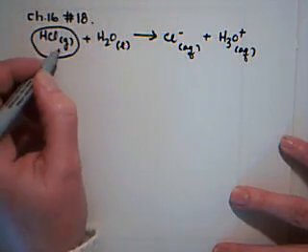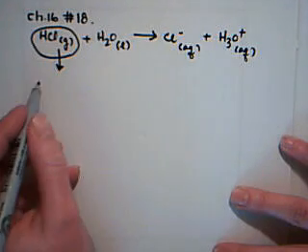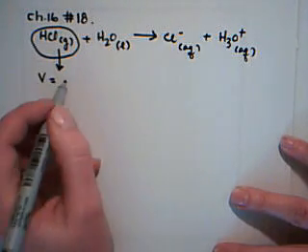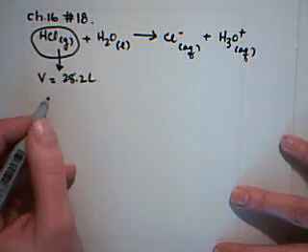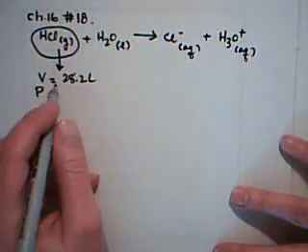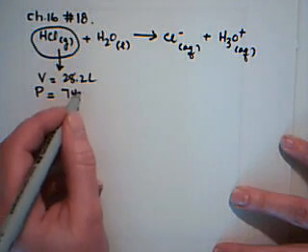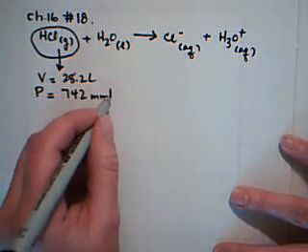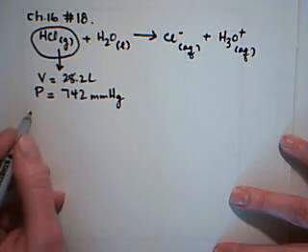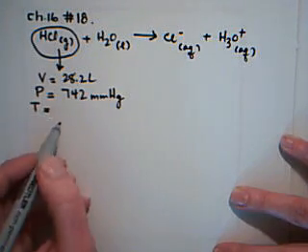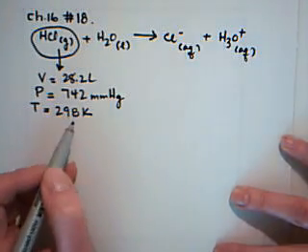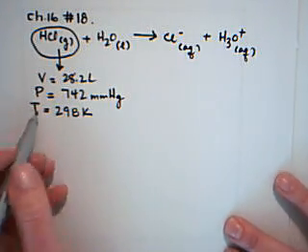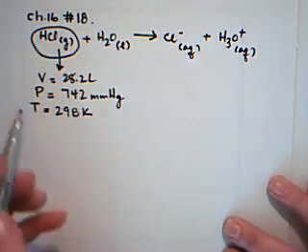And the details on the amount of acid that we're actually bubbling in here are volume, 28.2 liters, and a pressure of 742 millimeters mercury, all at a temperature of 298 Kelvin. Okay, clearly I want to know the number of moles here.